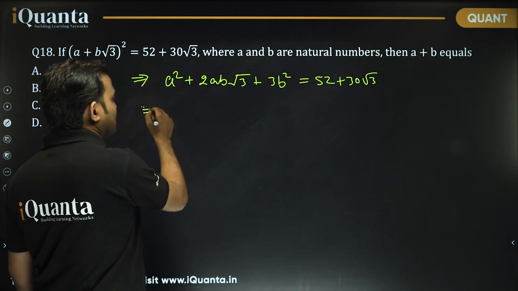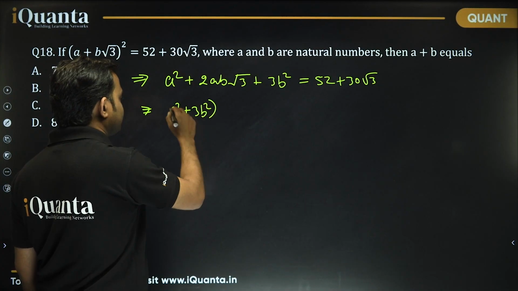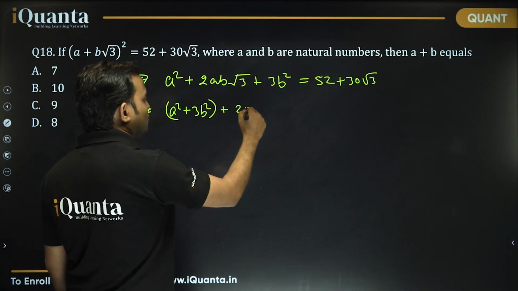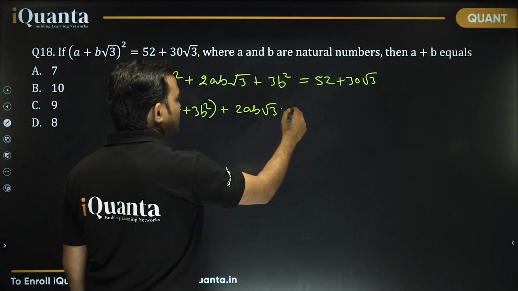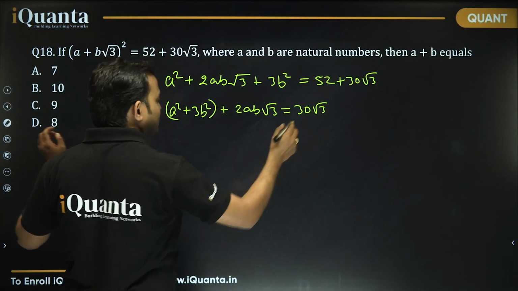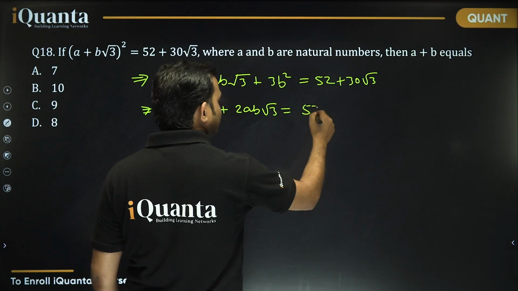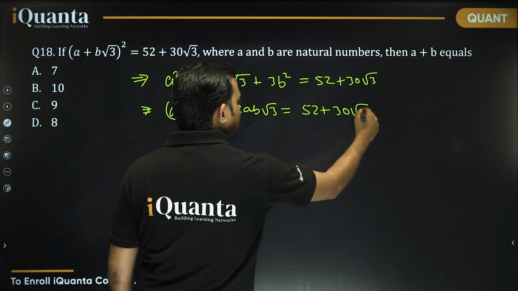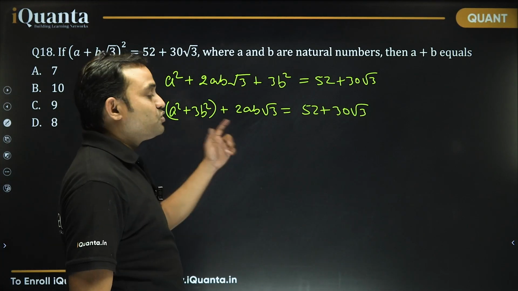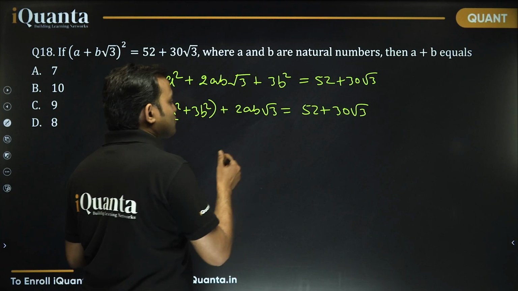So from there I can say a square plus 3b square plus 2ab root 3 is equal to 52 plus 30 root 3. Now we have two equations, two variables. We can say a square plus 3b square will be 52.